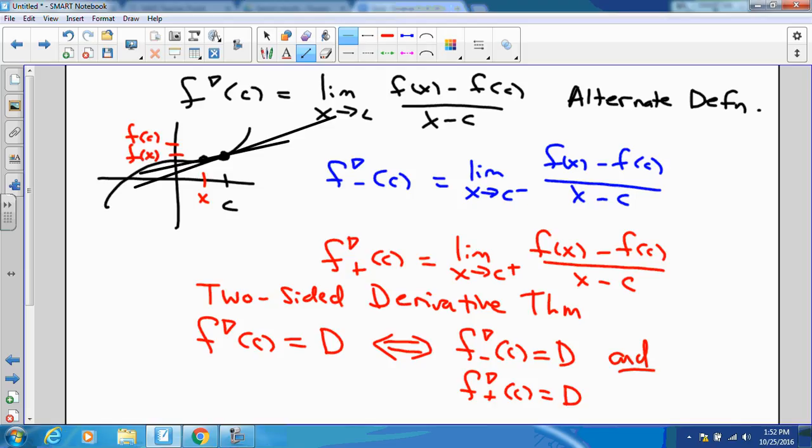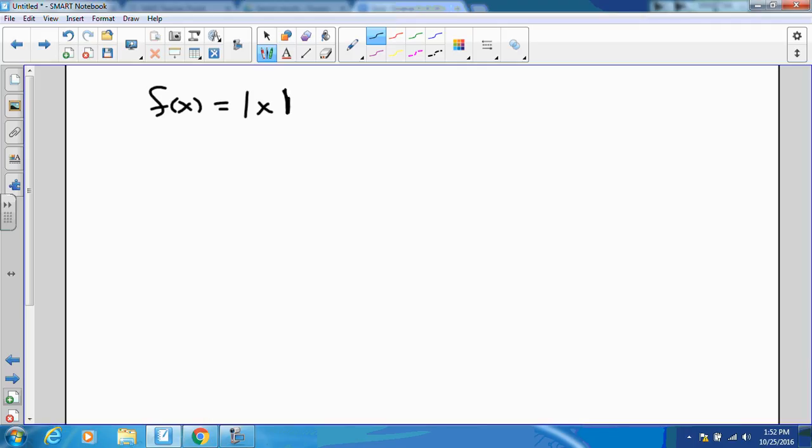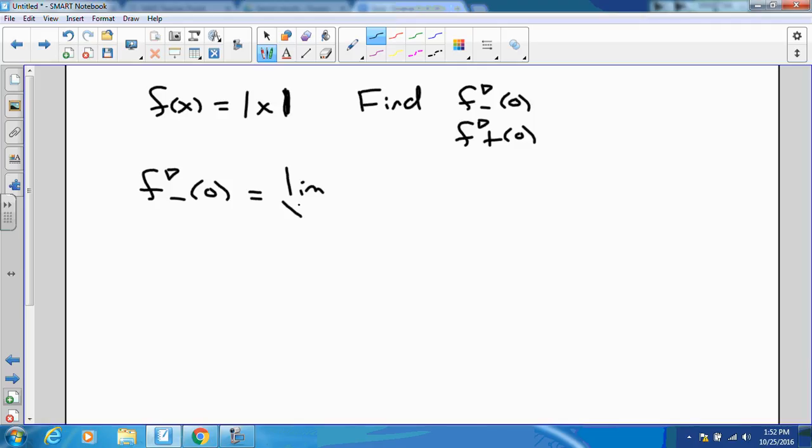So far, so good? Okay, let's take a look. Let's consider f of x equals the absolute value of x. And let us find derivatives from left and right at 0. First is our setup. We're going to take the limit as x goes to 0 from the left of the difference quotient.